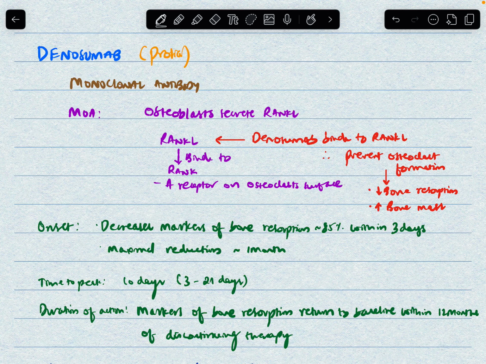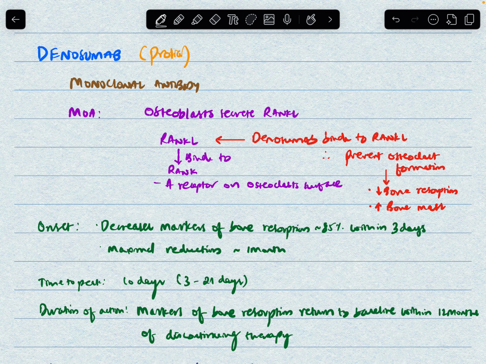Hello and welcome back everyone to this series of videos on drugs that are used in arthroplasty patients. In this episode, let's explore denosumab, commercially known as Prolia. As the name suggests, denosumab is a monoclonal antibody. And now let's understand the mechanism of action of this drug.